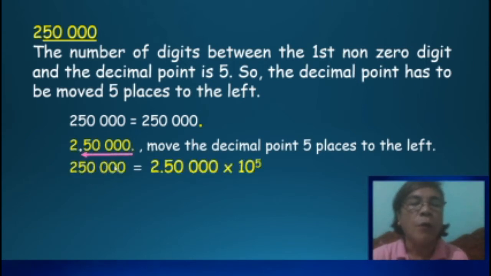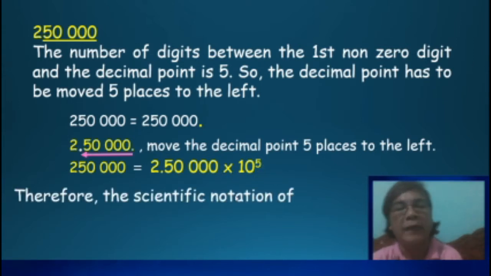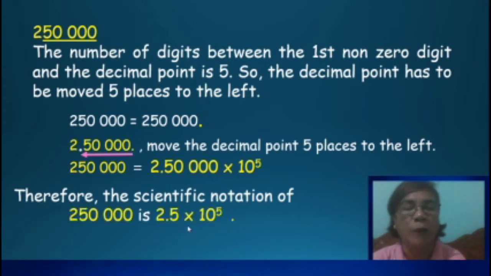And so, we will have here an answer of 2.50000 times 10 raised to the 5th power. Therefore, the scientific notation of 250,000 is 2.5 times 10 raised to the 5th power. Why? We need not write here the 4 zeros, since they are already non-significant figures.